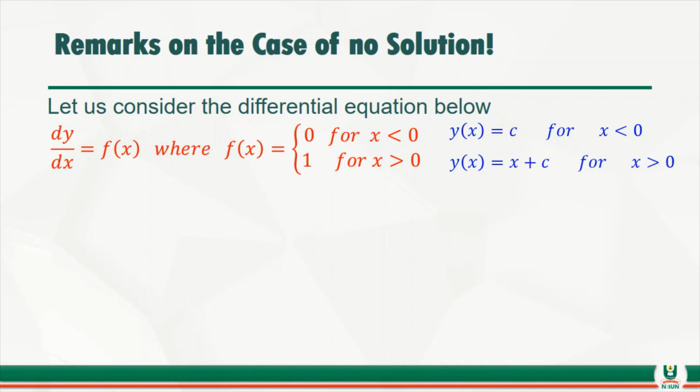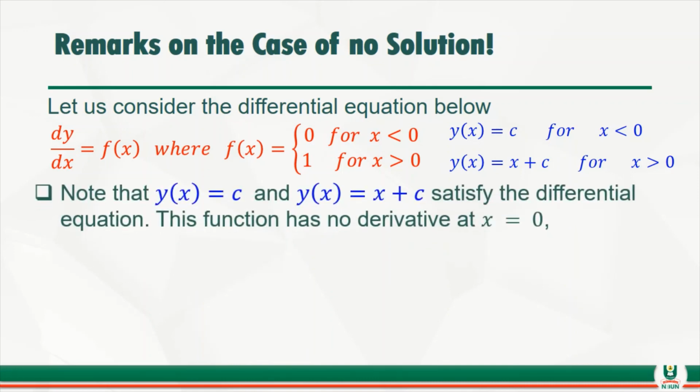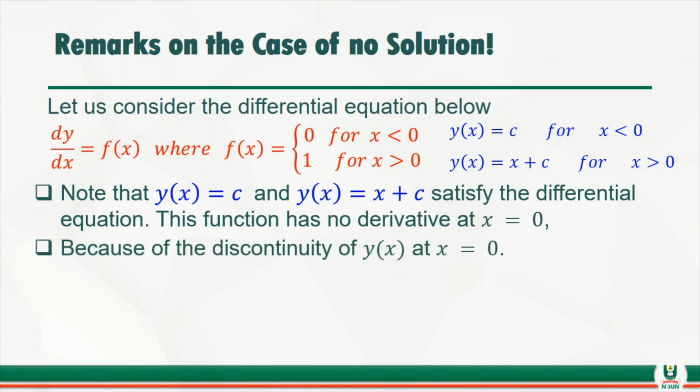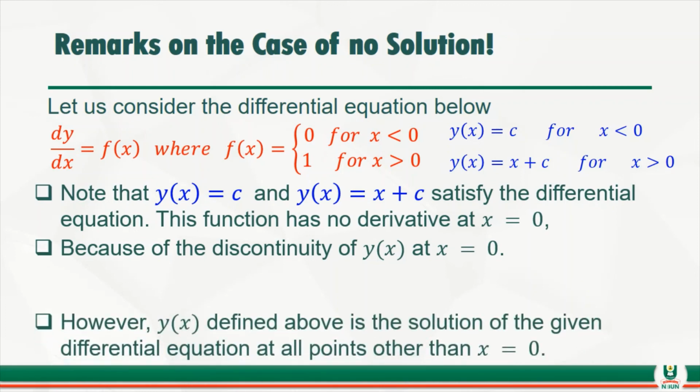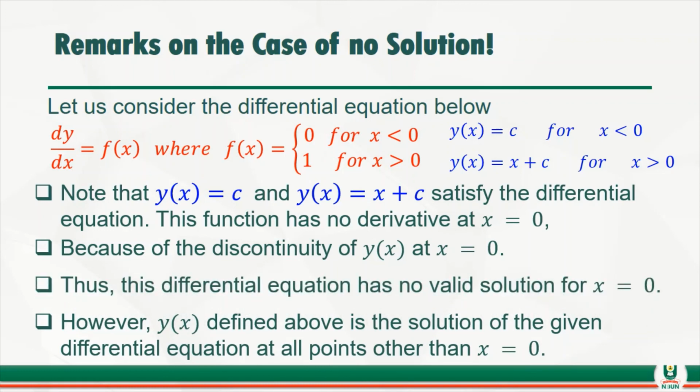There's number one thing we need to notice. The first solution, y(x), and the second solution, x plus c, they satisfy the differential equation perfectly. Substitute, you see that y(x) equals c, y(x) equals x plus c, they are the solutions of the differential equation. But you notice that there's a problem. At x equals 0, we don't know anything about the solution. And x equals 0 is included in the real numbers.